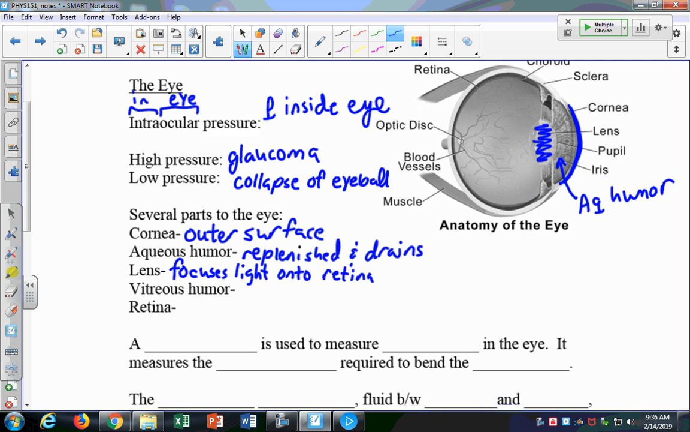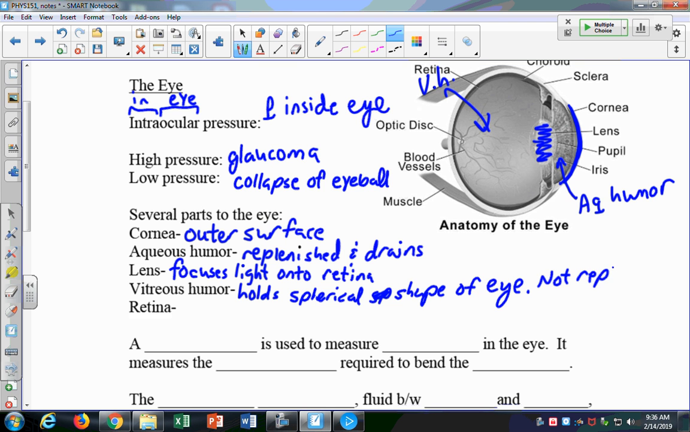The vitreous humor, this holds the spherical shape of the eye. It's the fluid that's in here. This is the vitreous humor, and not replenished. It means you pretty much got the same vitreous humor that you were born with. The liquid that holds your eyeball into its spherical shape, you keep your whole life. Pretty much. Your eye changes a little bit through your childhood, but mostly your eyes are about the same size as when you were born.